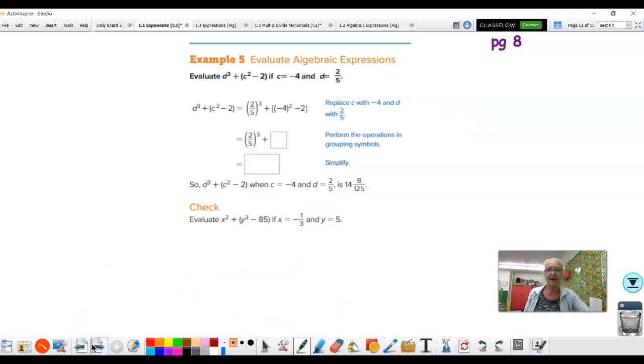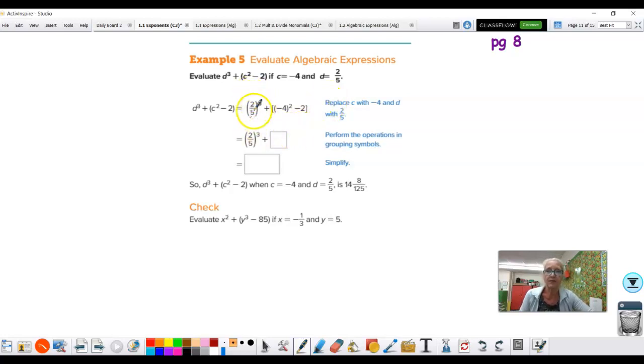Evaluate algebraic expressions is example 5 on page 8. Again, they've given us variables and they're asking us to substitute these numbers in for C and D. It's D to the third, and we want to substitute 2/5 for D. So they put 2/5 in where the D was, and they put -4 in where the C was. And this -2 was part of the problem to begin with. It just gets to stick around.